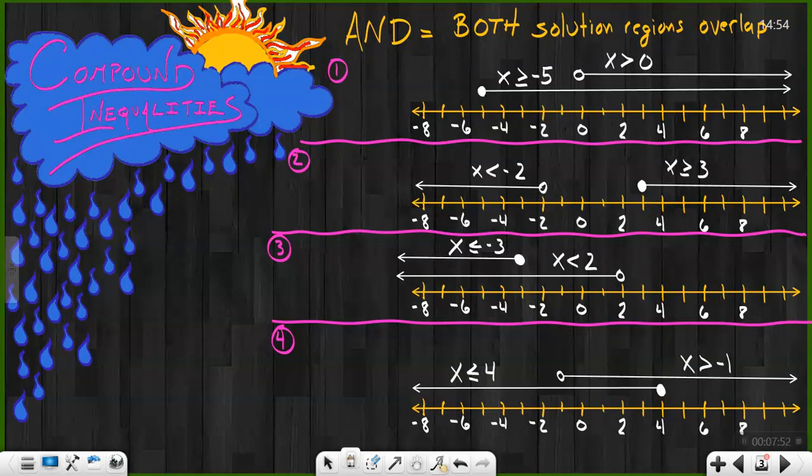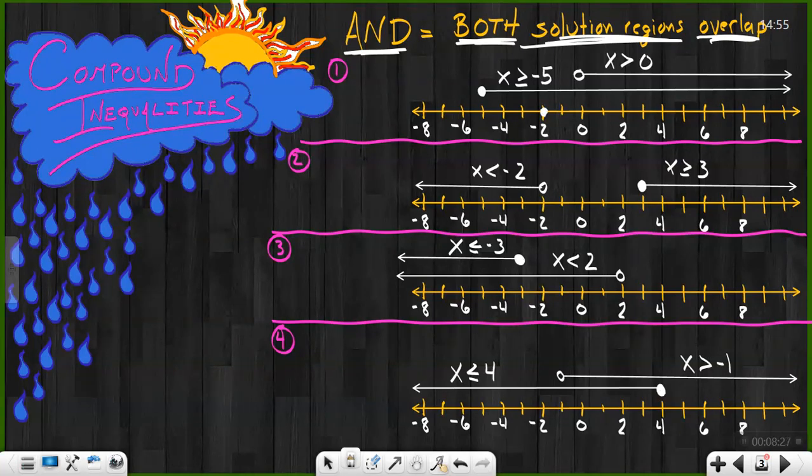Let's look at and. And is our second one. And means that both solution regions must apply. We're looking for the overlap here. I'm using the same 4 compound inequalities that we did on the last one. So as I look at the first one here, I want now a number that is greater than or equal to -5 and greater than 0. Well, in this case, is -4 a solution? Well, it's greater than -5, but it is not greater than 0, so no, it's not a solution. Is -2 a solution?